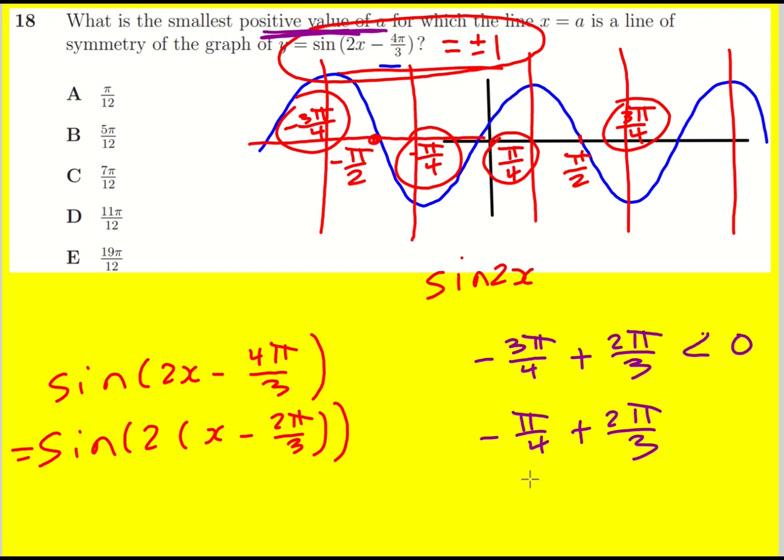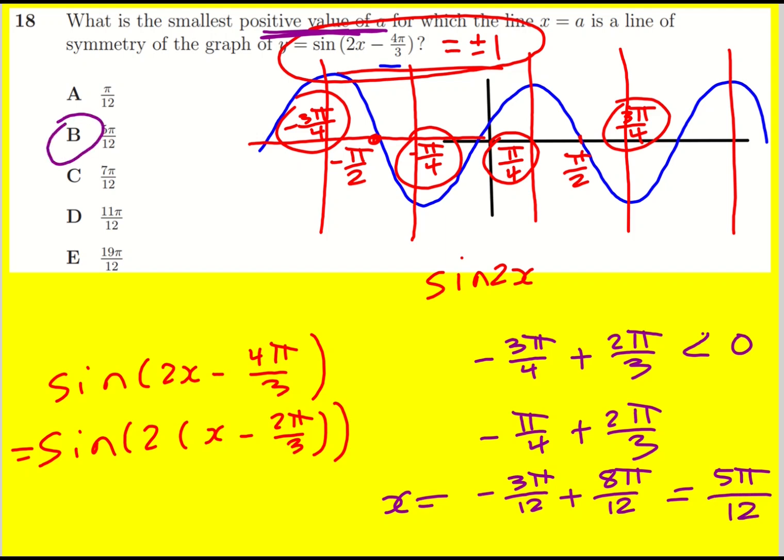So I can put them over a common denominator. It's going to be minus 3 pi over 12 plus 8 pi over 12. x is then going to equal 5 pi over 12. That is our answer. So if you were to solve it equal to 1 and minus 1, you would get that as one of your solutions, and it would be the smallest positive one essentially. Like I said, have a look at that if you prefer that route, but this route works really well. You can get your head around the transformations.